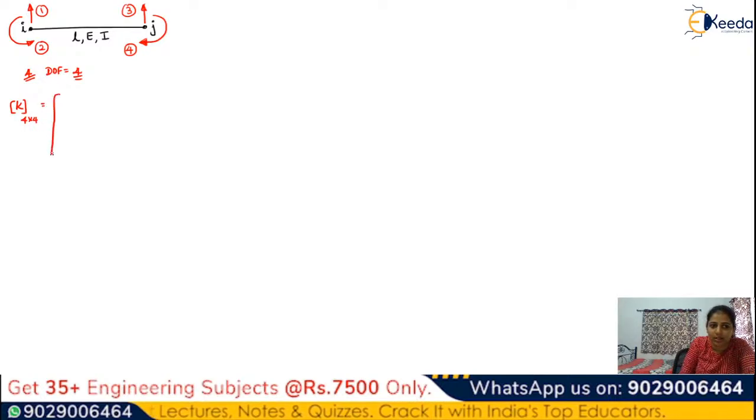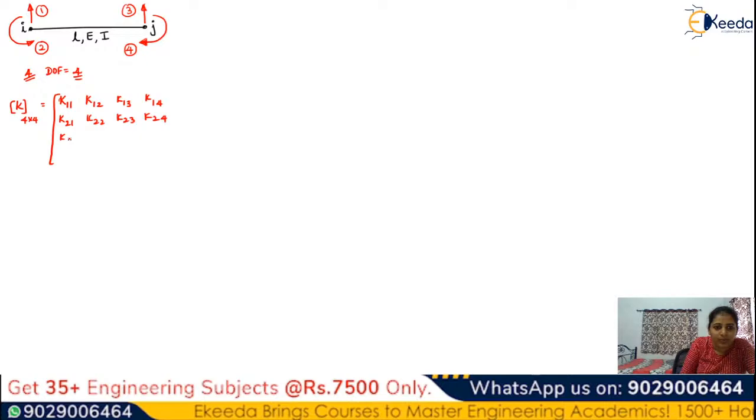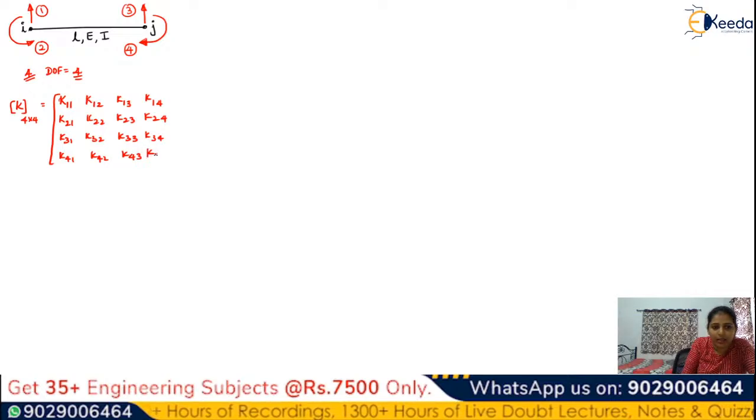If you want to write the general stiffness matrix, what will it be? We'll write horizontally: K11, K12, K13 and K14. The first terms should be the same. Then K21, K22, K23 and K24. Then K31, K32, K33 and K34. And the last will be K41, K42, K43 and K44. Right, this is the general term.